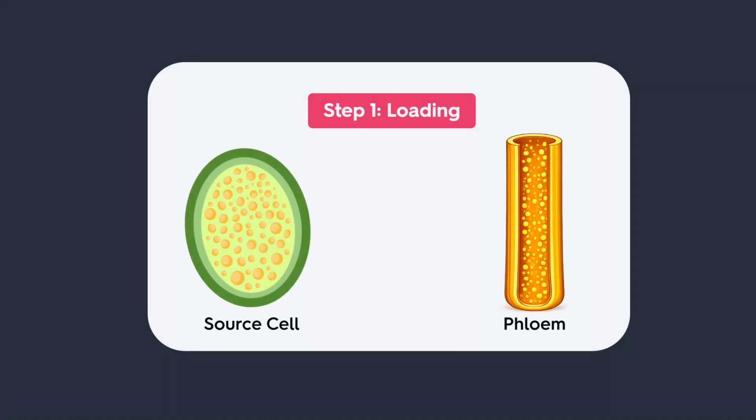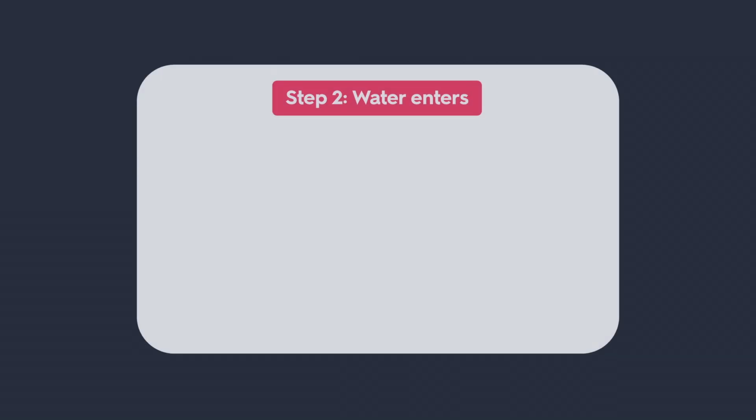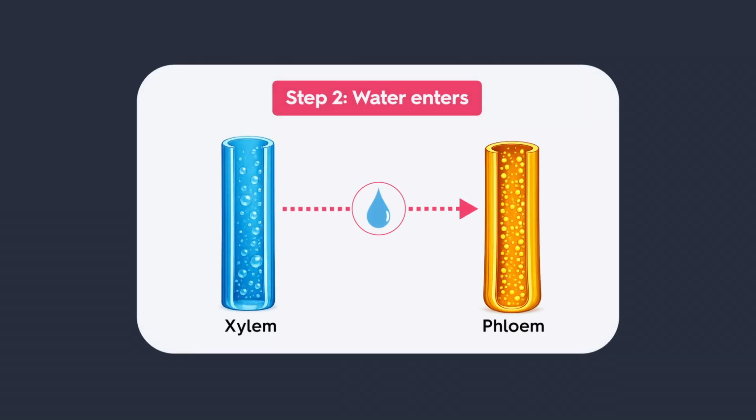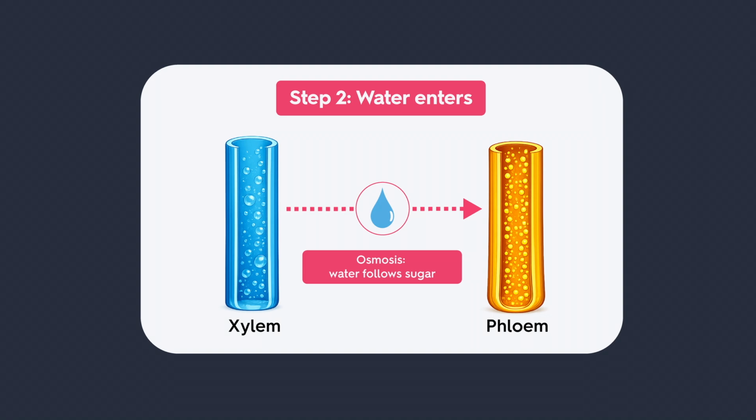Step 1 is loading. The plant actively moves sugar into the phloem near the source. Active means it costs energy, because the plant is building up a high sugar concentration in the phloem. Once sugar concentration rises in the phloem, water moves in from the xylem by osmosis. Water moves toward the higher solute concentration to dilute it.